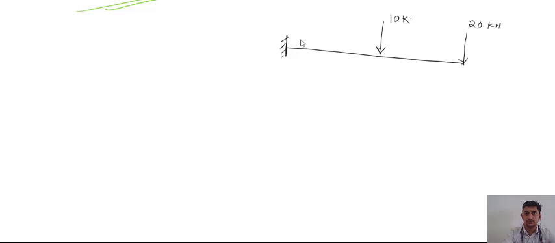So let us start with a numerical, in which suppose this is a cantilever beam and there is one load that is 20 kilonewton, and here is one load that is 10 kilonewton. Okay, so this length is 3 meters, you can take it 3 meters. Okay, so this is A, this is B, and this is C, and in this numerical, you have been asked to calculate the deflection at B point.